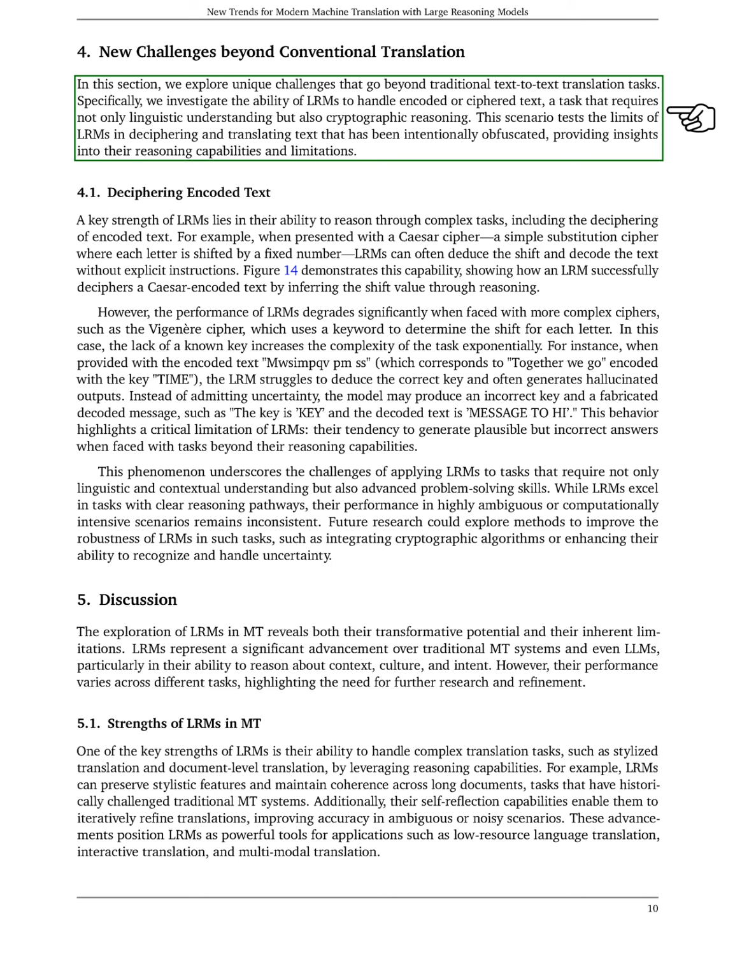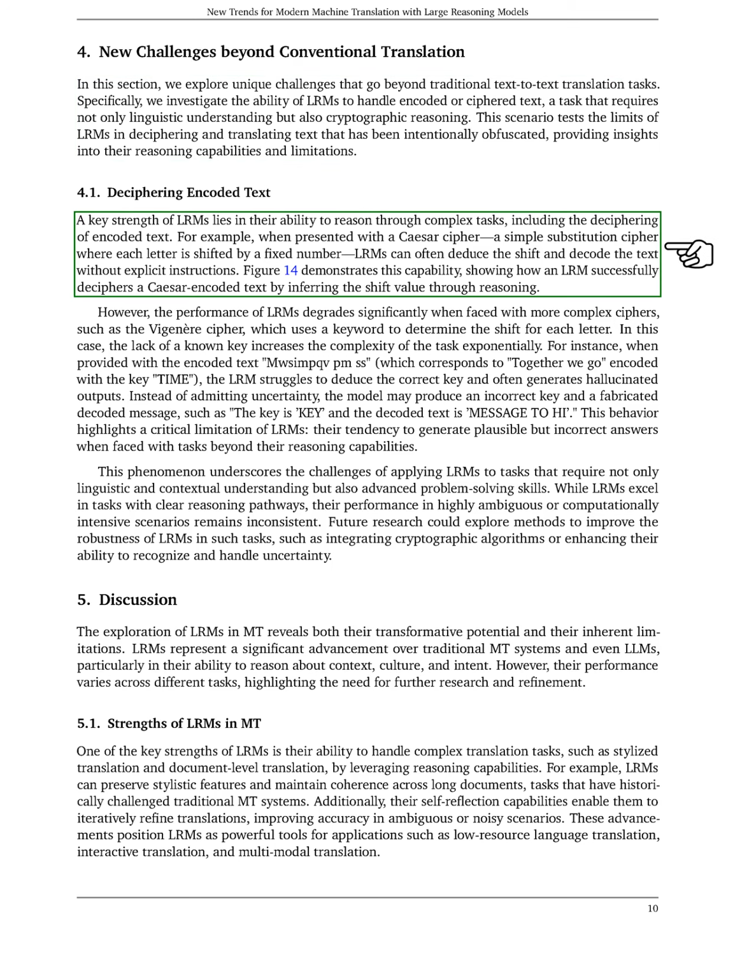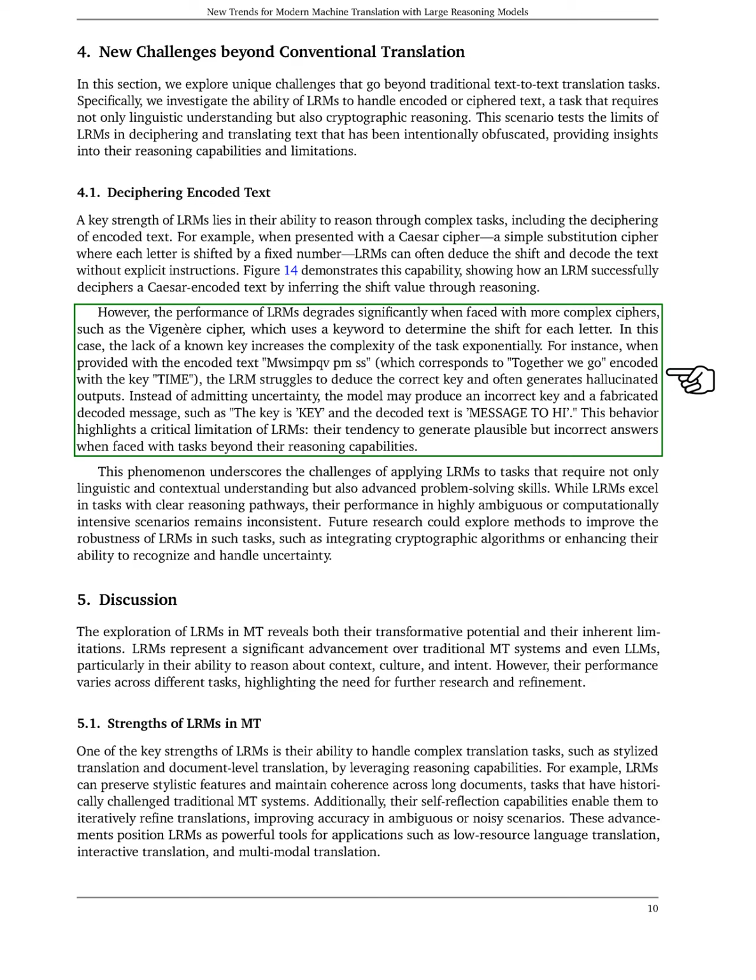reasoning capabilities and limitations. When it comes to deciphering encoded text, one of the strengths of LRMs is their ability to tackle complex tasks. For instance, when faced with a Caesar cipher, where each letter is shifted by a fixed number, LRMs can often figure out the shift and decode the text without needing explicit instructions. However, their performance drops significantly with more complex ciphers, like the Vigenère cipher, which uses a keyword for shifting letters. Without a known key, the task becomes much harder.